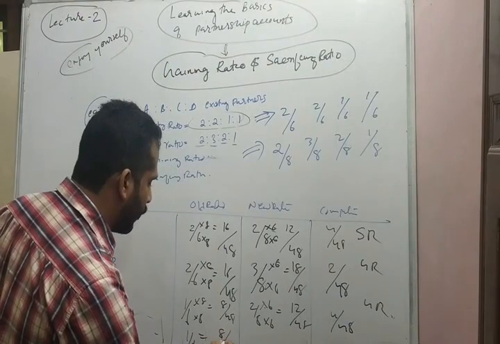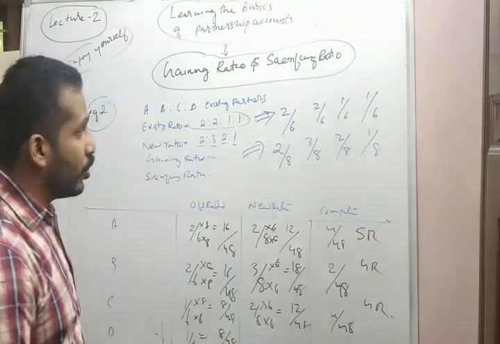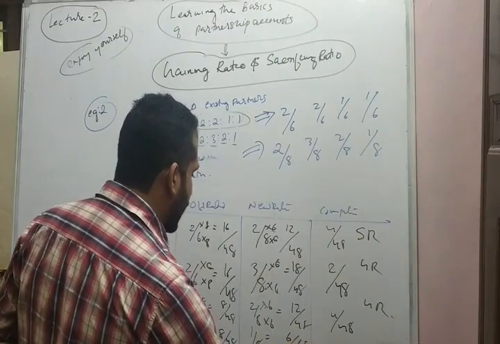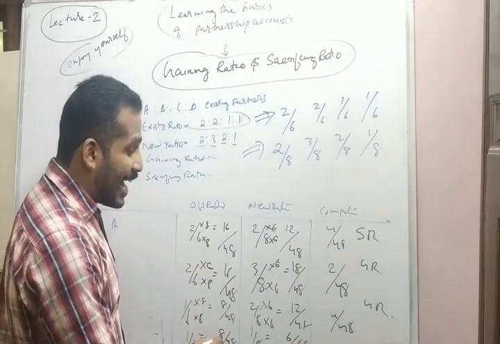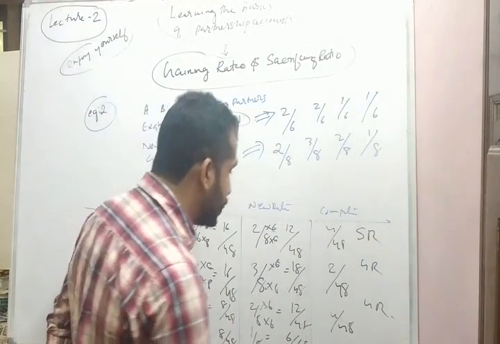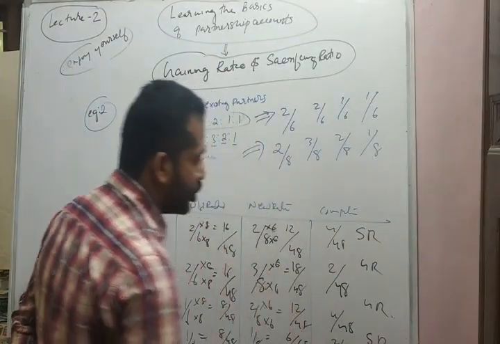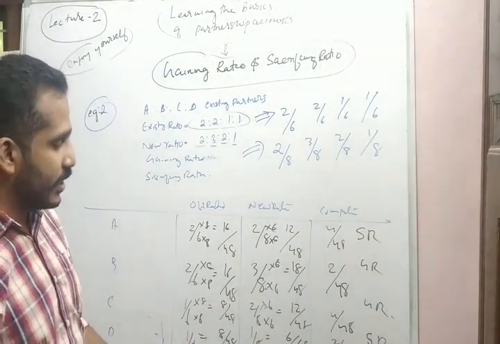Talking about D's position, D's old ratio was 1/6, that means 8/48. D's new ratio is desired as 1/8, that means 6/48. Then what is the situation? D has lost or sacrificed 2/48. This is the sacrificing ratio.